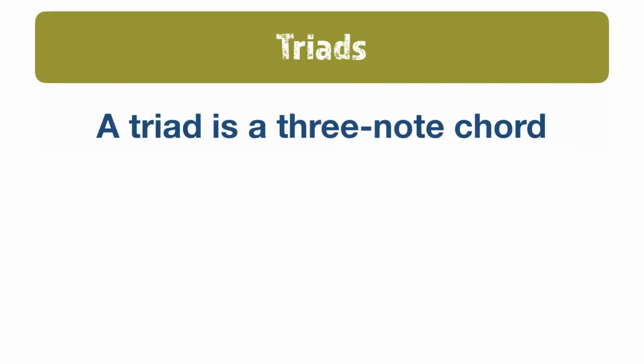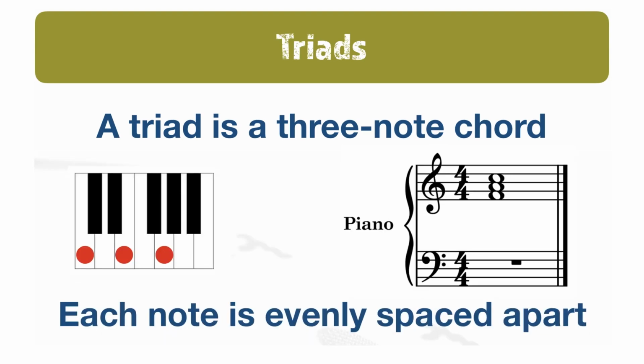A triad is a 3-note chord. We skip alternate notes to form that chord. For example, a chord of C contains the notes C, E and G. A chord of F contains the notes F, A and C.